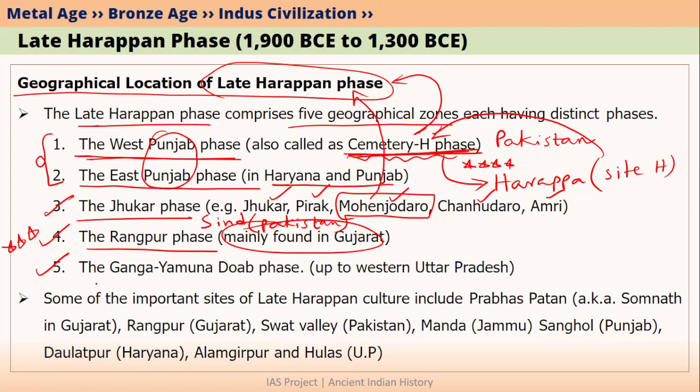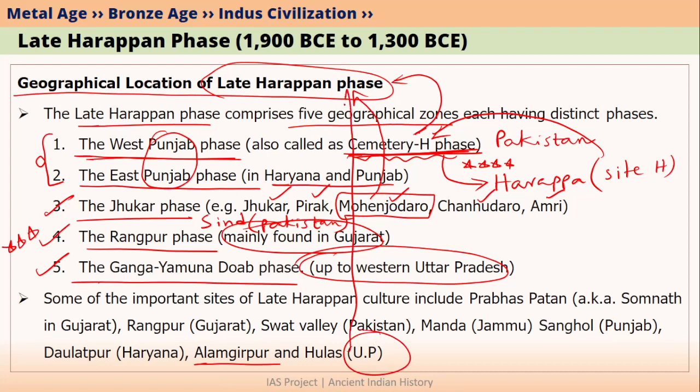The fifth zone is the Ganga Yamuna Doab phase, which spreads up to western Uttar Pradesh. For example, the site of Alamgirpur, which is in Uttar Pradesh, is a late Harappan phase site. Alamgirpur is located close to Meerut. So these are the 5 zones or 5 distinct regions of the late Harappan phase. You only need to know the names of these zones.